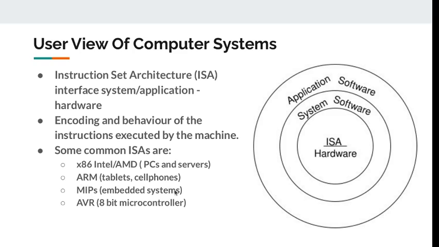MIPS, it's for embedded systems. Usually you're gonna see that in small computers, small devices. And AVR, that's 8-bit microcontrollers. This one is really common for Arduinos or other types of microcontrollers.